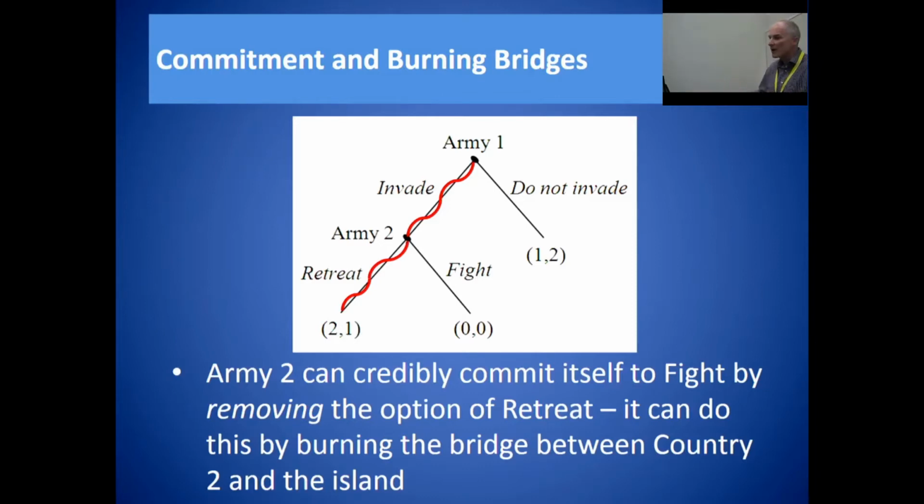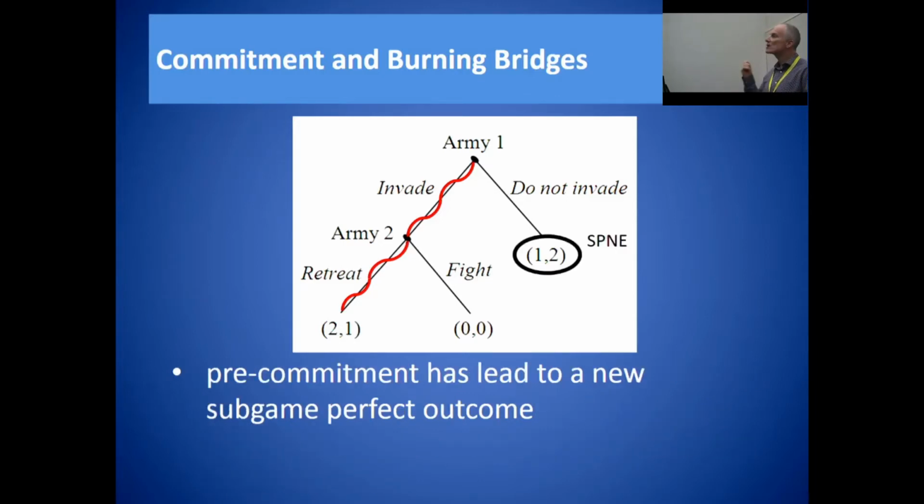And as such then, that commitment credibility has led to a new sub-game perfect Nash equilibrium. Now if that commitment, that burning of the bridge wasn't there, we wouldn't get that outcome. We would get the outcome here of invade, retreat, down in the bottom left. But the deliberate actions of one of the players within the game, in this case Army 2, has led to a different sub-game perfect Nash equilibrium. So that threat to fight is now more credible.